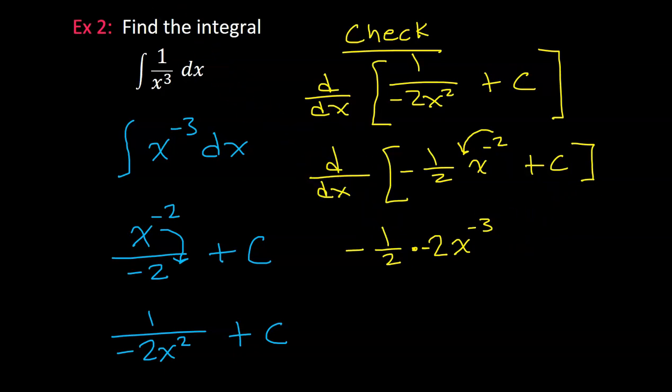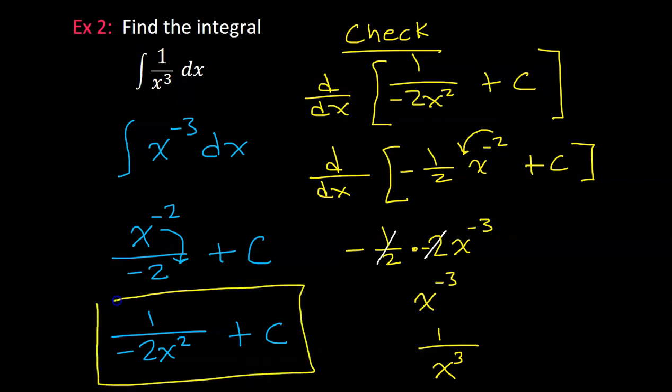Notice that, again, these are going to cancel. Negative 2 times negative 1/2 is positive 1. So basically, these cancel each other out. So that leaves me with x to the negative 3 power, which, of course, is the same thing as 1 over x to the third power. So, because taking the derivative gives us the original function back, that proves that this is the antiderivative.